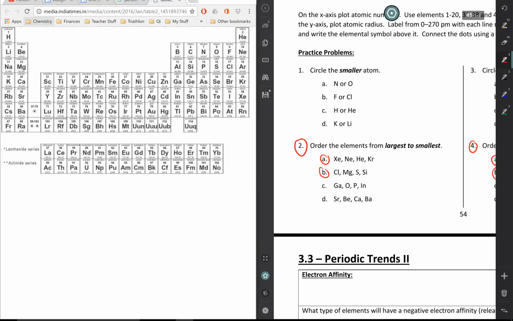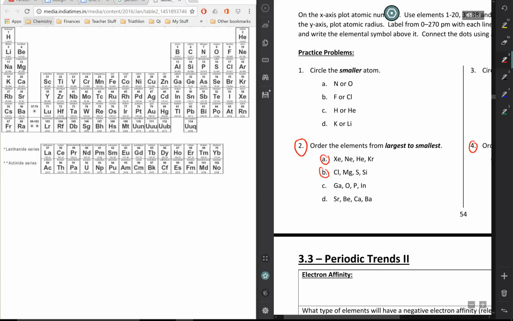So the key to answering both these questions is really using the periodic table and keeping the trends in mind. So let's start off with question 2. We want to order elements from largest to smallest. One thing that you might find helpful, because some people have trouble remembering the trends, is once you've got your test paper, for example, just draw some arrows.